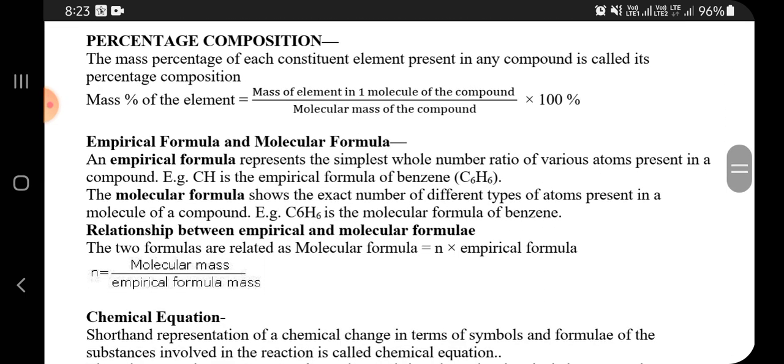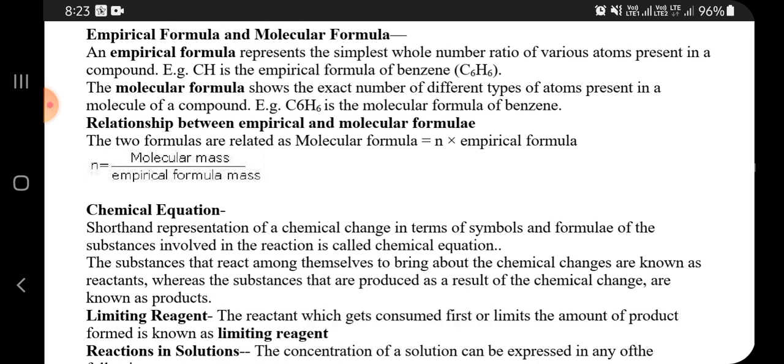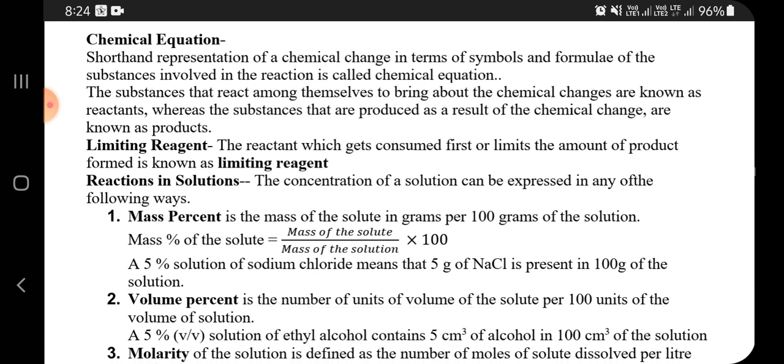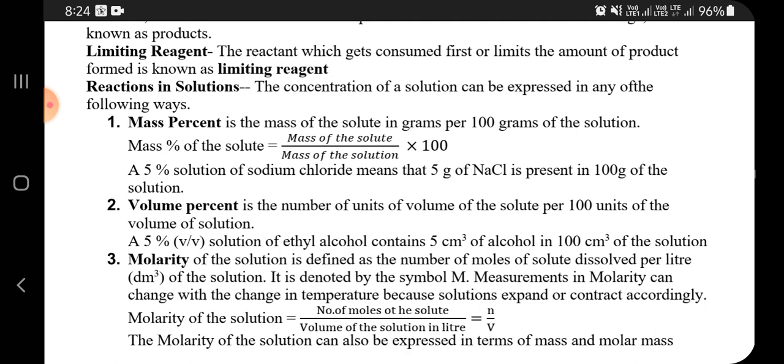Percentage composition. The mass percentage of each constituent element present in a compound is called percentage composition. Empirical formula represents the simplest whole number ratio of various atoms present in a compound. The molecular formula shows the exact number of different types of atoms present in a molecule of a compound. Then the relationship between empirical and molecular formula: n equals molecular formula mass upon empirical formula mass. Limiting reagent: the reactant which gets consumed first, or limits the amount of product formed, is called the limiting reagent.